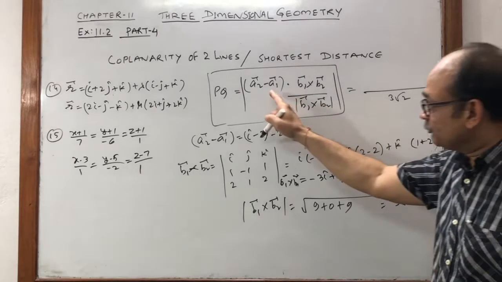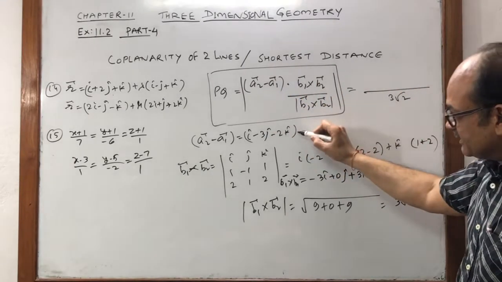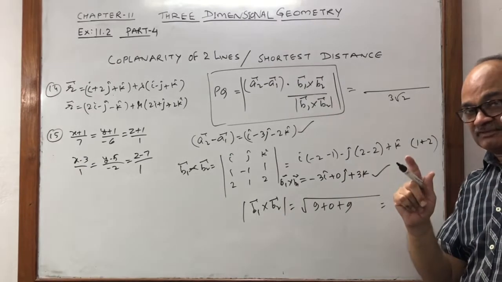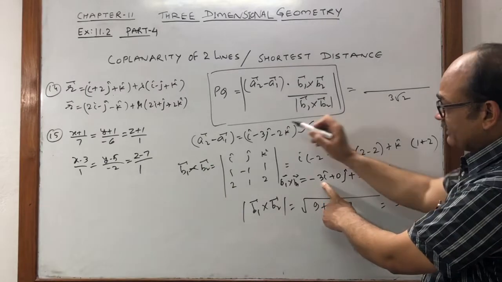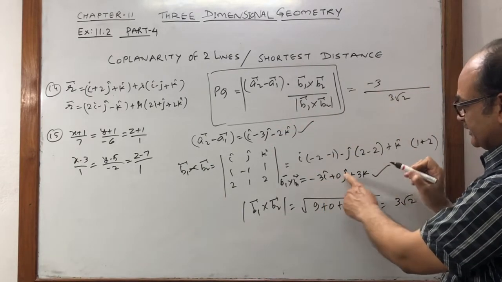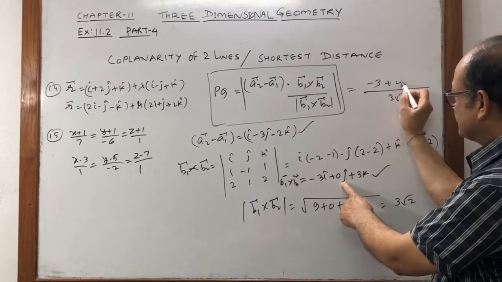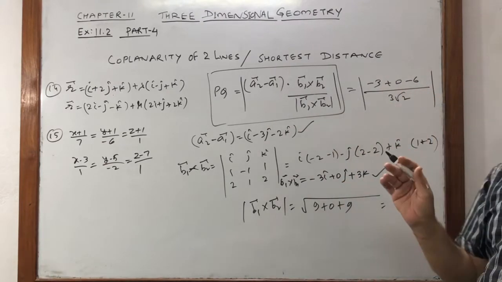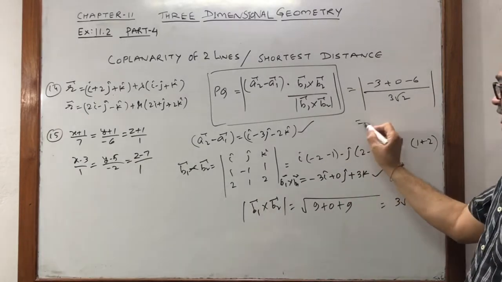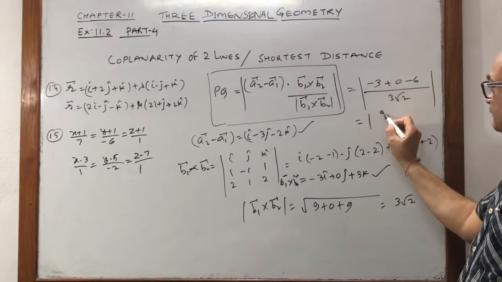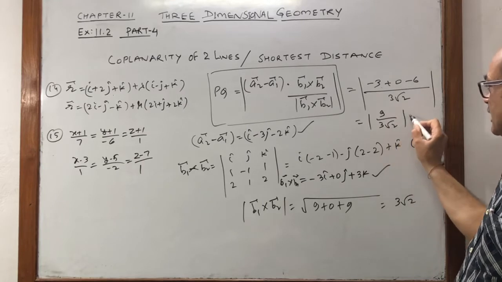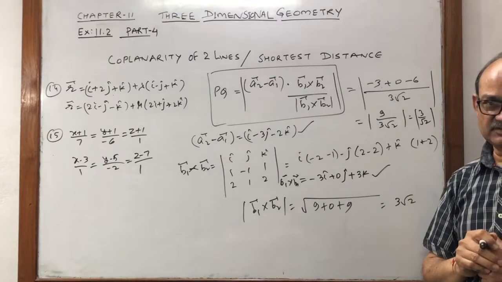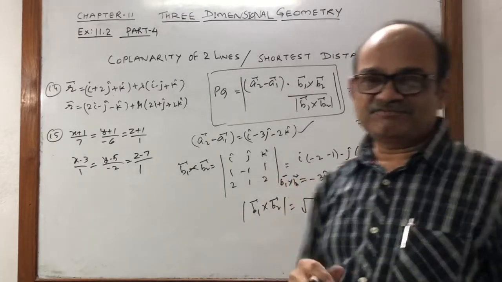Now the next point, A2 minus A1 dot with B1 cross B2. This is A2 minus A1 and this is B1 cross B2. You know the dot product of vectors? Start. Minus 3 into 1, that is minus 3. 0 into 3, that is 0. And 3 into 2 is 6. Take the modulus, because distance is always a positive quantity. So the answer is minus 3 plus 6, so 9 divided by 3 root 2. The answer is 3 by root 2, which is the shortest distance, or you can rationalize to get the final answer.